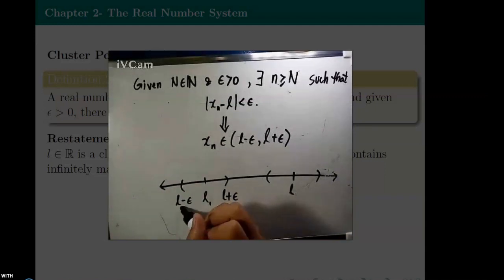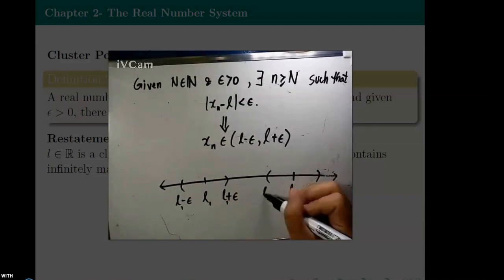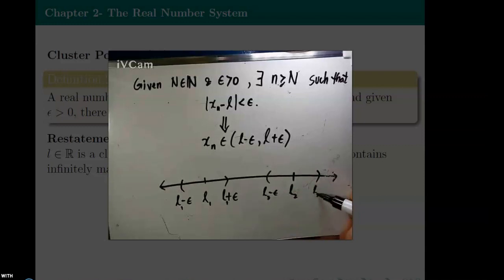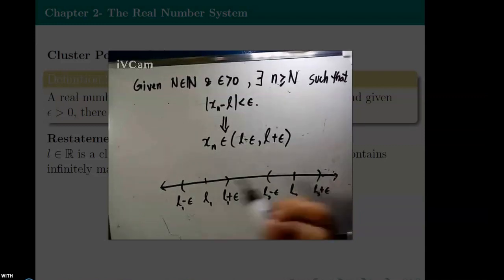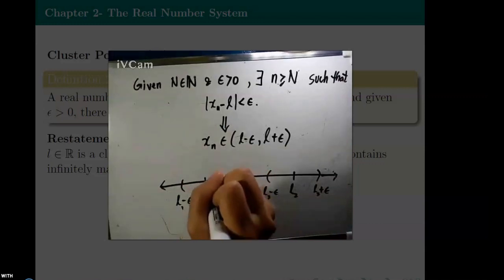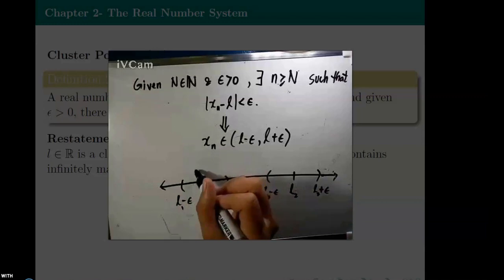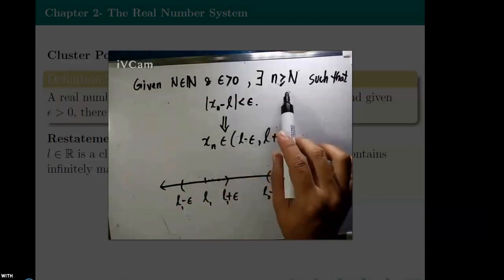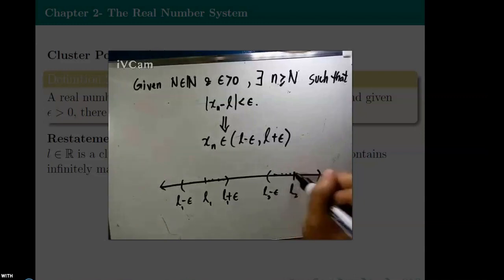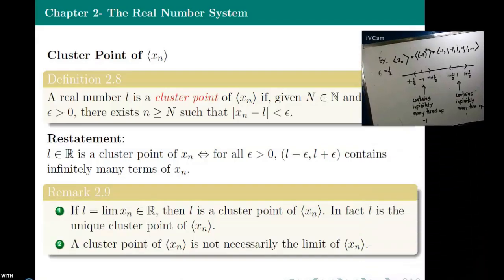So let's name this L1, and here L2, L2 minus epsilon, L2 plus epsilon. As long as there are a finite number of x sub n here, where n is greater than or equal to big N, the same thing here. So it could be one or more. We could have one or more cluster points in a sequence, whereas in the limit, there is only one limit, and it is unique.